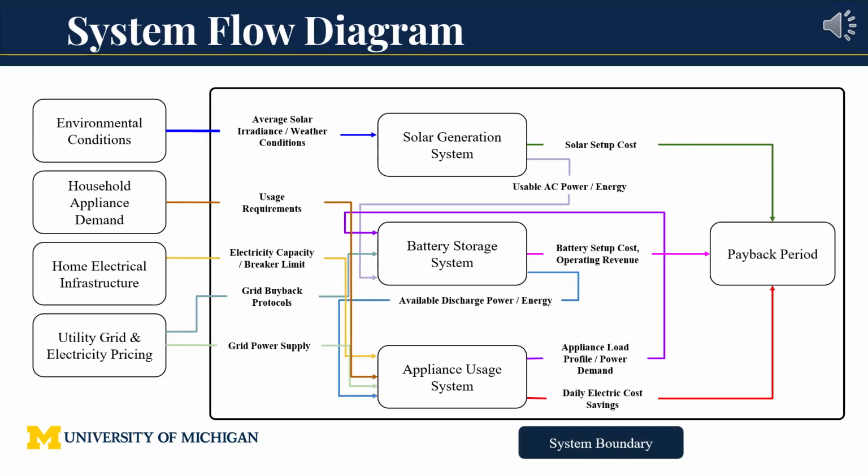The solar optimization uses average weather conditions to output usable AC power to the battery and the system cost to the payback period. The battery optimization uses AC power from the solar subsystem, grid buyback protocols, and the appliance load demand profiles to output available discharge energy to the appliances and system costs and revenue to the payback period. Finally, the appliance optimization uses the available battery energy, the grid power supply, user interface requirements, and home electrical infrastructure to output a daily appliance load profile to the battery and an electrical cost savings to the payback period.